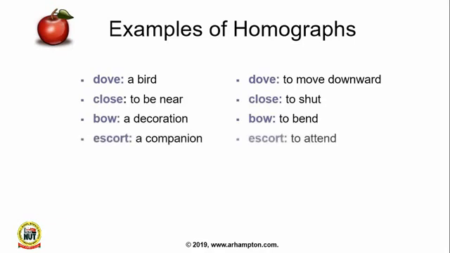Dove, a bird. Dove means to move downward or to descend. Again, they are spelled exactly the same, but they are pronounced differently and they have different meanings, and that is why they are homographs. Close, to be near. Close, to shut. Bow, a decoration. Bow, to bend. Escort, a companion. Escort, to attend or to go with someone.